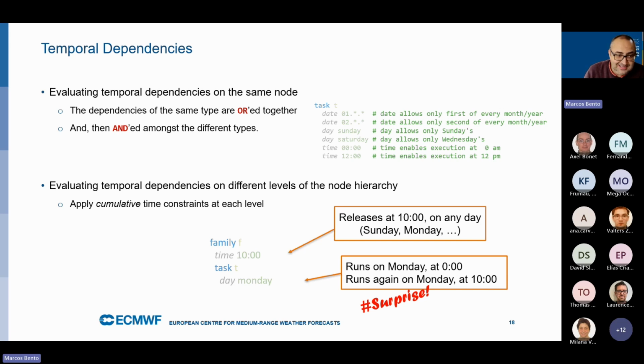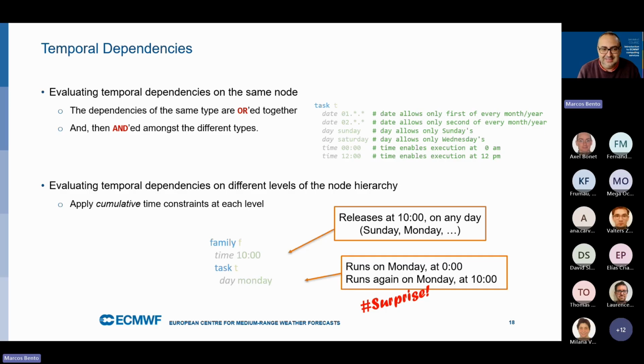What happens is that on a Sunday at 10 in the morning, this time will expire. So it says, okay, anything in family F can now run. But the task T isn't Monday, so task T is not going to run, at least until it's Monday at 0 o'clock. And that means it will run at 0 o'clock, which means that it won't run at 10, but it will run at 0. The first second of Monday, this task will run. It will eventually finish, and if it's requeued, it will run again on Monday at 10 as expected.